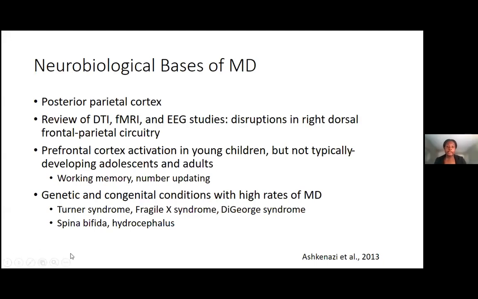I also just want to highlight here that there are a number of different genetic and congenital conditions that are associated with higher rates of math disorder. I just have a brief list here that includes Turner syndrome and Fragile X syndrome, both of which are syndromes associated with changes to one of the X chromosomes. DiGeorge syndrome, which is associated with a microdeletion on chromosome 22, and spina bifida and hydrocephalus, those are congenital conditions where we do see higher rates of challenges with math skills. So, especially if you're working with pediatric populations, something to look out for is asking about the child's proficiency with math.